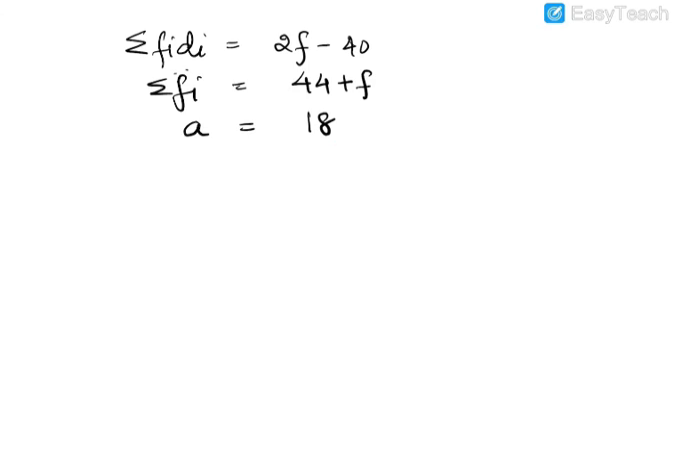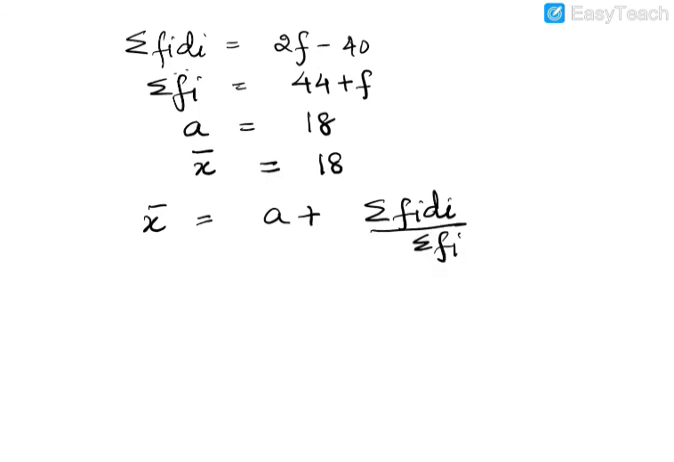And we are given in the question that the mean of this data, that is x bar, is 18. So now we can use the formula x bar is equal to a plus summation fi di divided by summation fi. So substituting, we get 18 equal to 18 plus 2f minus 40 divided by 44 plus f.